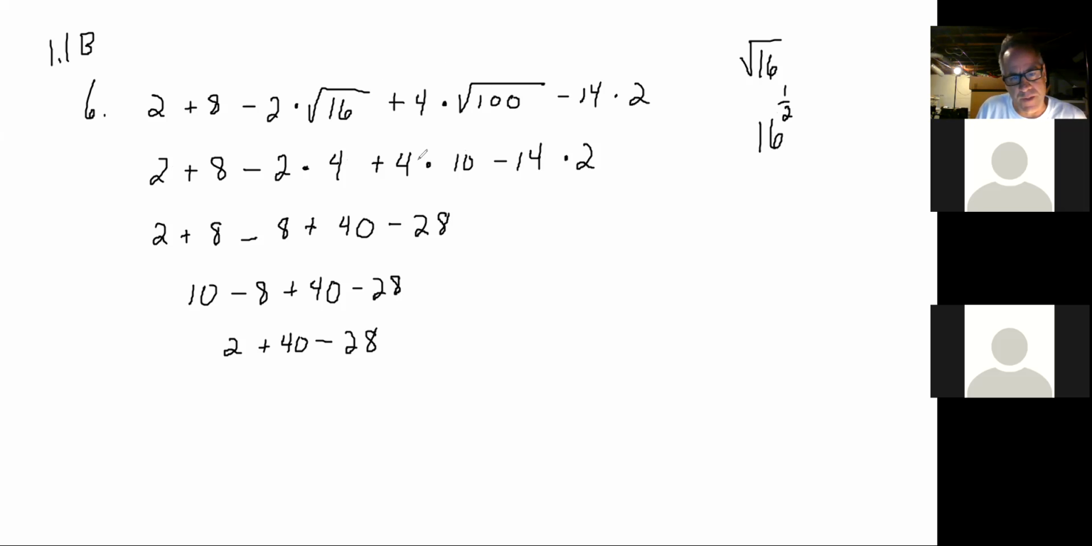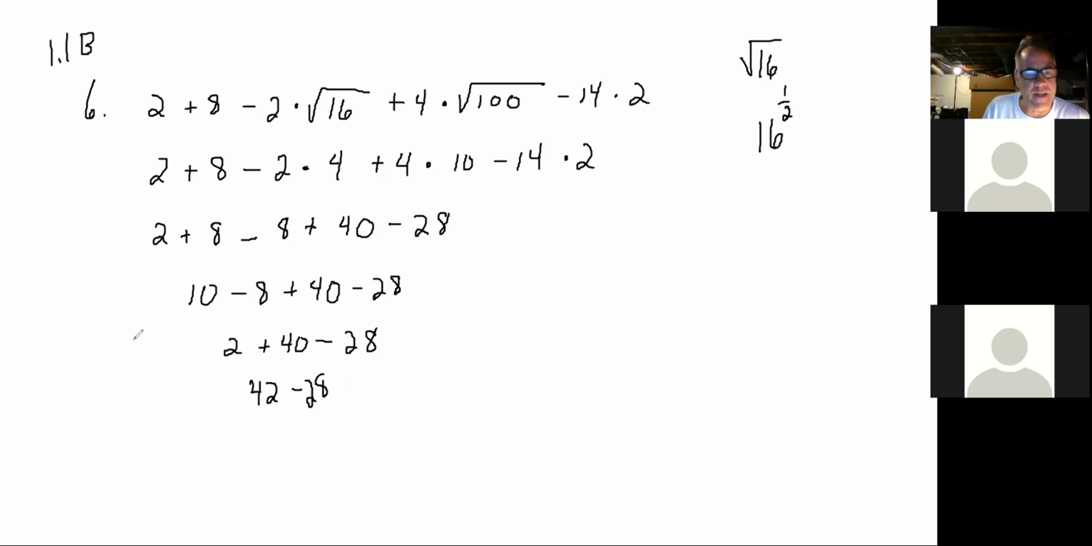Then I went through and did the multiplications: the 2 times 4, the 4 times 10, and the 14 times 2 is 28. And then working left to right, I'm doing the additions and subtractions one at a time. 2 plus 8 is 10, and that's all I did. And now 10 minus 8 is 2. And again, I just come on down. Now 2 plus 40 is 42 minus 28.